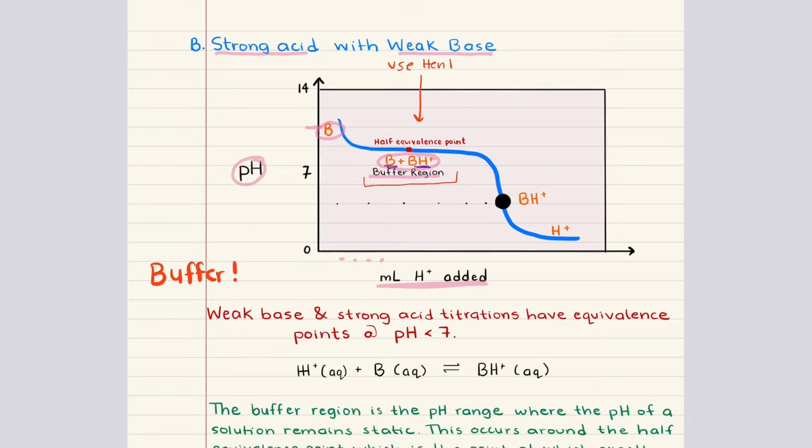In addition, inside that buffer region, there is an important landmark. That is the half equivalence point. This occurs when you have added exactly half the volume of strong acid required to reach the equivalence point. Looking at the stoichiometry, that means you have converted half of the original base into the conjugate acid. So the concentration of base and conjugate acid are going to be equal. When a buffer has equal concentrations of the base and the conjugate acid, the Henderson-Hasselbalch relationship collapses to a simple identity. The pH is equal to the pKa of the conjugate acid.